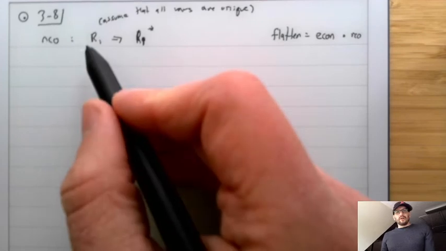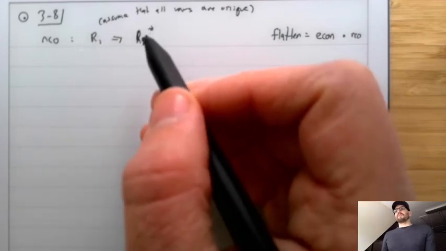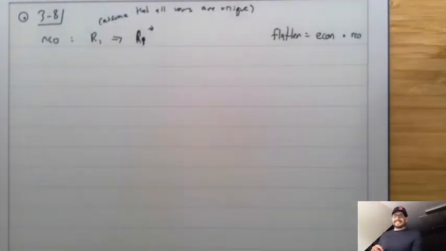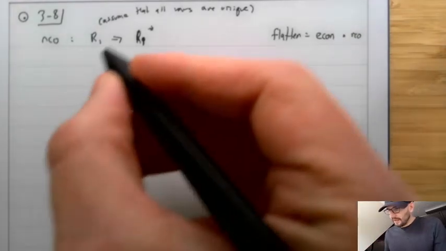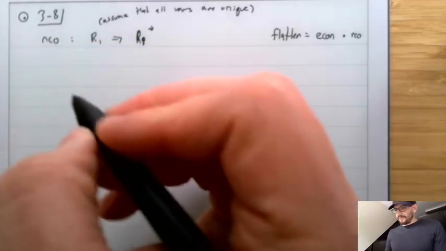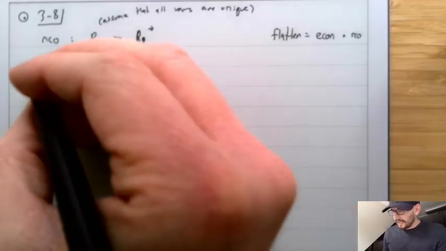RCO is going to take an R1 program and return another R1 program, but one that is guaranteed to have the same structure that C0 wants. So here's what I mean by that. The output of RCO is going to look like this.